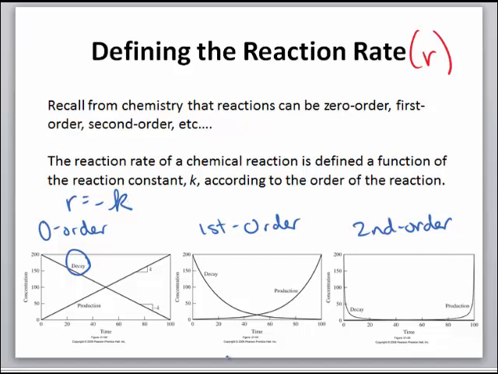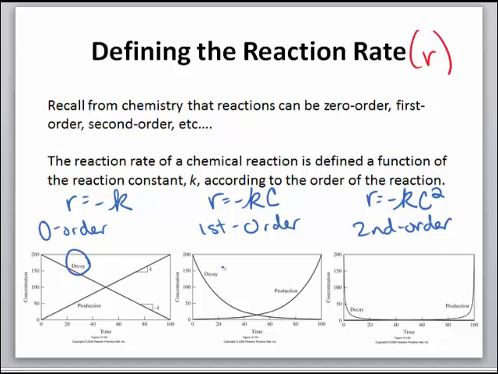In a first order reaction, the decay of a substance is a function of the reaction constant times the concentration of the reactant at any given time. In a second order reaction, the reaction rate is equal to the reaction constant times the square of the concentration of the reactant at any given time.